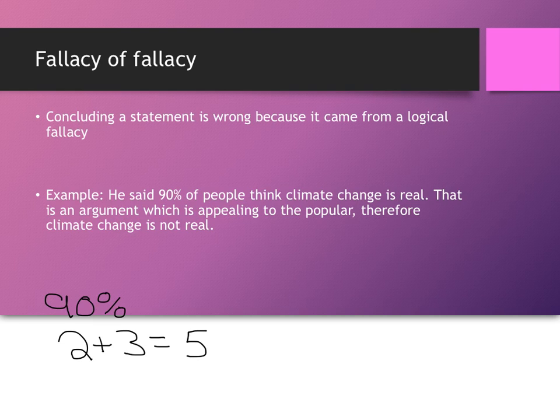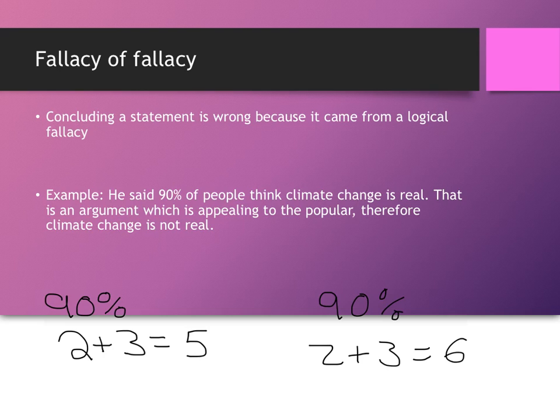Right? Because, again, 90% of people could think 2 plus 3 is 5. 90% of people could think 2 plus 3 is 6. Okay? The appeal to the popular, the reasoning, is wrong in both cases. However, the conclusion is right in one of them. All right? So, just because the argument is bad doesn't mean that the conclusion is. Okay?